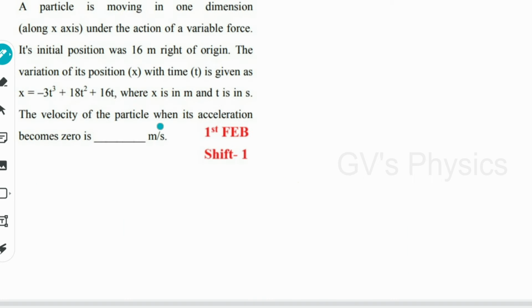Next one, it's a repeat question. The same pattern of question they asked in 29th January shift 2. The same pattern they asked here also. So it's a repeat pattern. Now we will see the question.